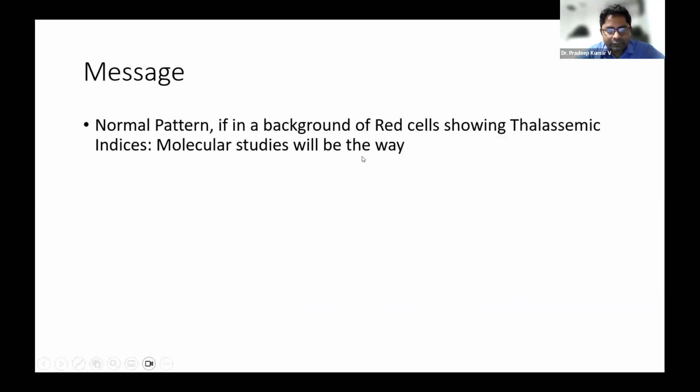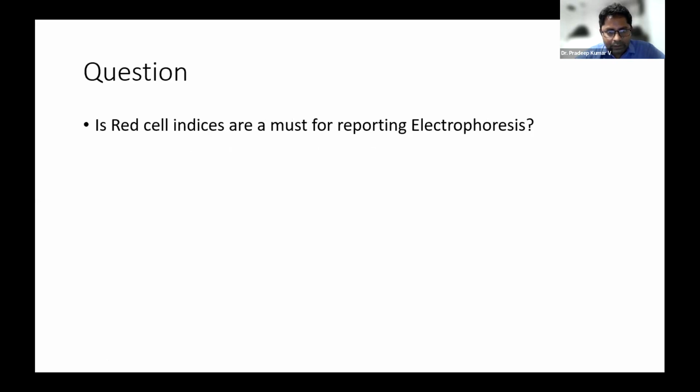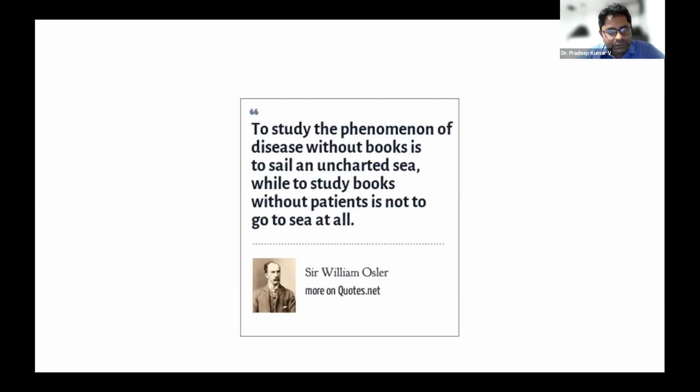So the message is that whenever we have a normal pattern in electrophoresis, but the red cell indices show thalassemic indices, we should order a molecular study, and that would give us an answer about the thalassemic carrier state. So the question was whether red cell indices are a must for reporting electrophoresis. Definitely yes. I was always fascinated with this quote from William Osler, who said, to study the phenomena of disease without books is to sail an uncharted sea, but to study books without patients is not to go to the sea at all.